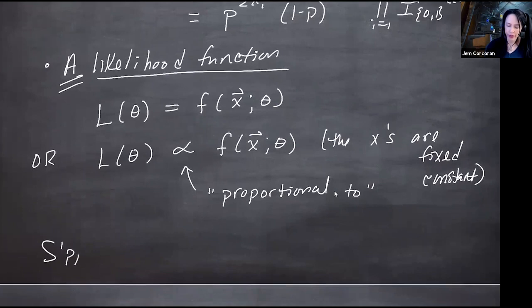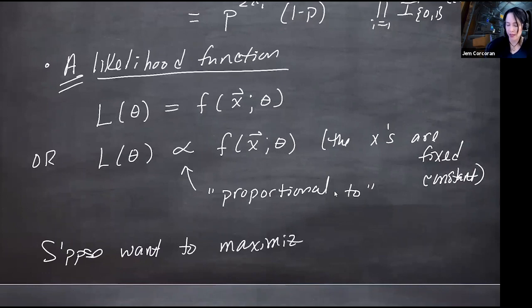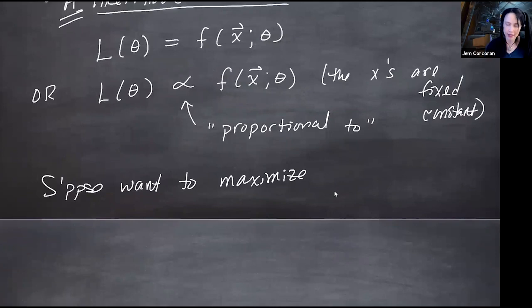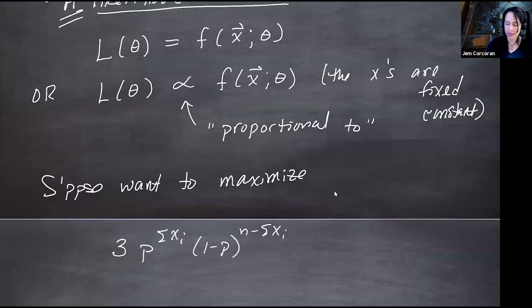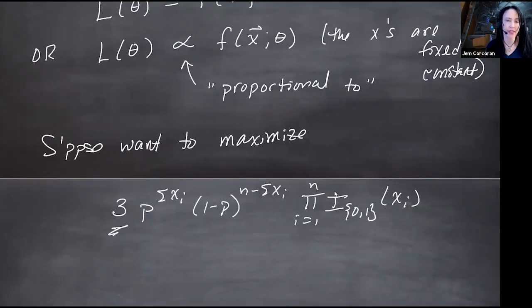Suppose you want to maximize this. I'm just making this up. It's going to come from that Bernoulli PDF, but like 3 times a little p to the sum of the x's times 1 minus p to the n minus the sum of the x's times the product from 1 to n of the indicators of the xi. So this is what I had before, but I added this 3. This is actually not a valid joint PDF.